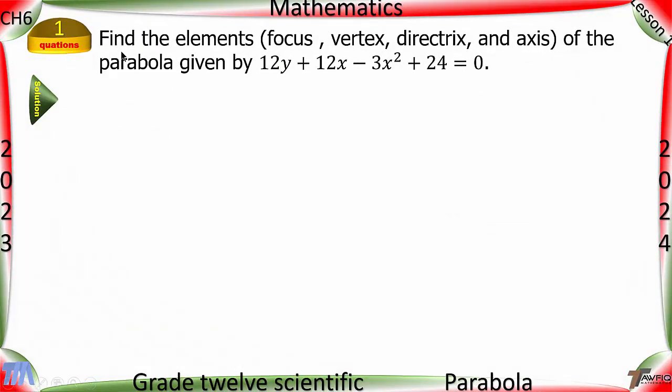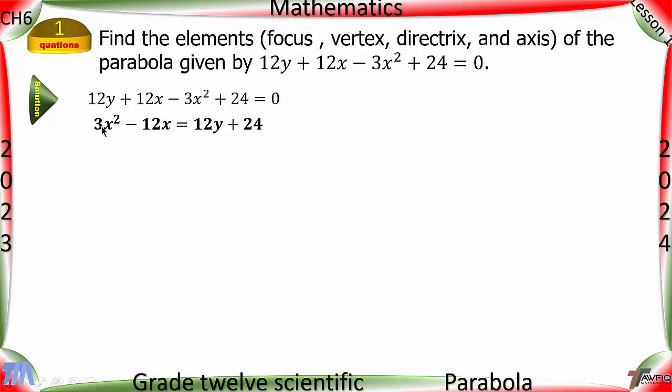Question number 1. Find the elements, focus, vertex, directrix, and axis of the parabola given by 12y plus 12x minus 3x squared plus 24 is equal to 0. To find, first of all, because we have the x squared, take x squared with the x to the other side. So it becomes 3x squared minus 12x is equal 12y plus 24.